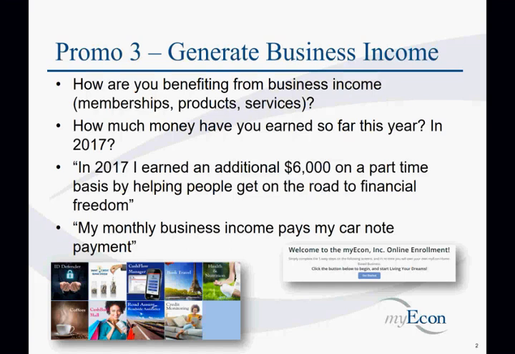So an example of a promo for generating business income is, in 2017, I earned an additional $6,000 on a part-time basis by helping people get on the road to financial freedom. Another example is my monthly business income pays my car note payment. Maybe you don't want to disclose the exact amount, but that's a pretty powerful statement to say that the money that you're making from your business pays your car note payment, if that's in fact the case. So money that you're earning from your products and services, as well as money that you're earning through getting other people to become entrepreneurs and join myEcon.